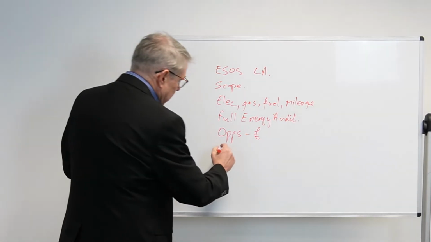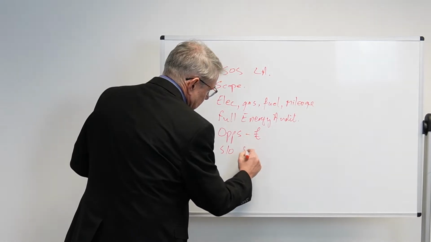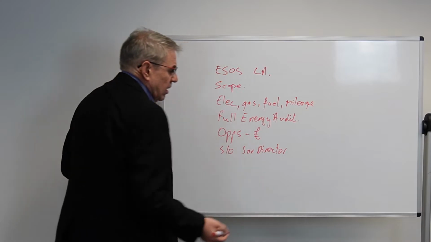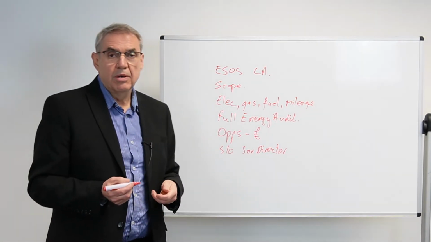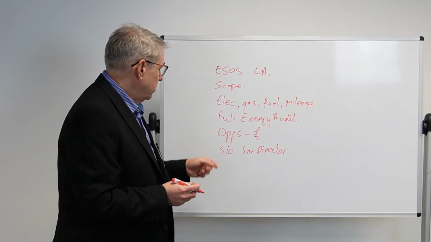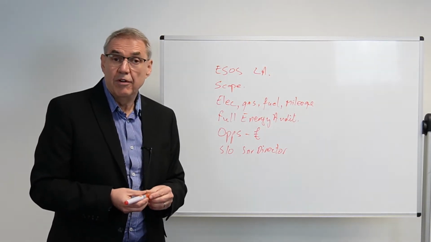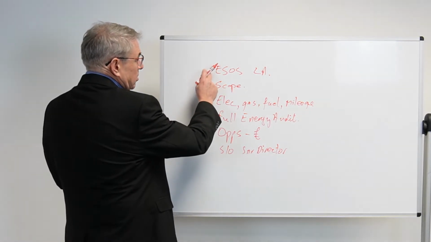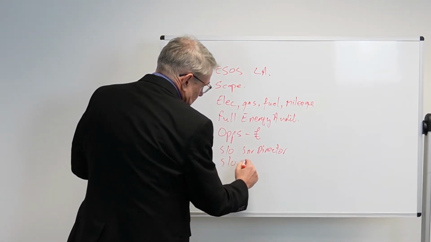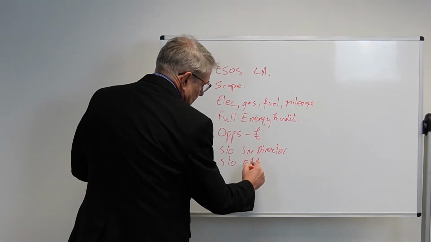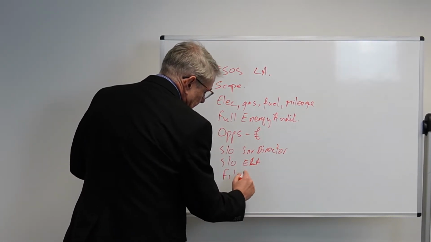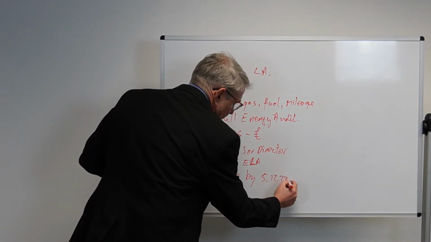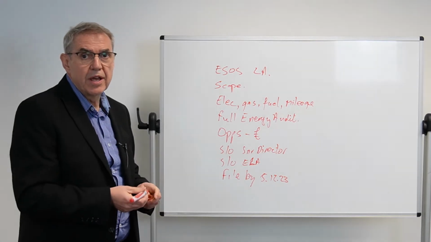Once you've done all that, it must be signed off by a senior director. If it's not a main board director, you've probably got a problem. The project should be overseen by a senior main board director. I spend most of my time dealing with these guys, very enjoyable it is too. It must be signed off by a director, and it must be signed off by your ESOS lead assessor. Then you must file it by the 5th of December 2023. That's the name of the game.